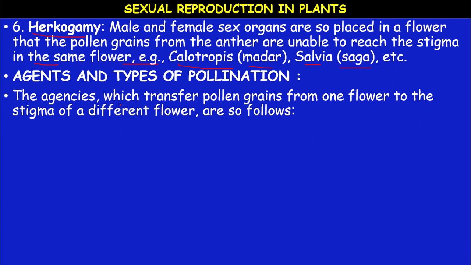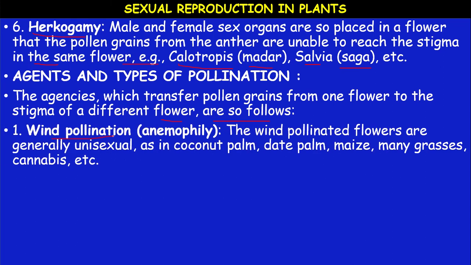The agencies which transfer the pollen grains from anther to the stigma of different flowers are called pollinating agents. They are as follows: pollination by wind, also called anemophily. This terminology is very important, children. Listen carefully. Anemophily. The wind pollinated flowers are generally unisexual. For example, coconut palm, date palm, maize, many grass plants, cannabis, etc.